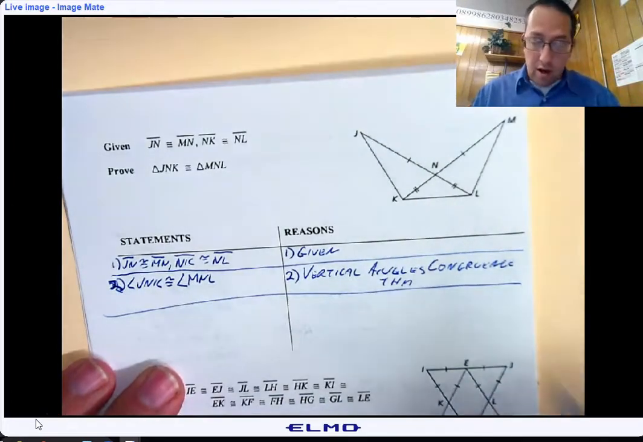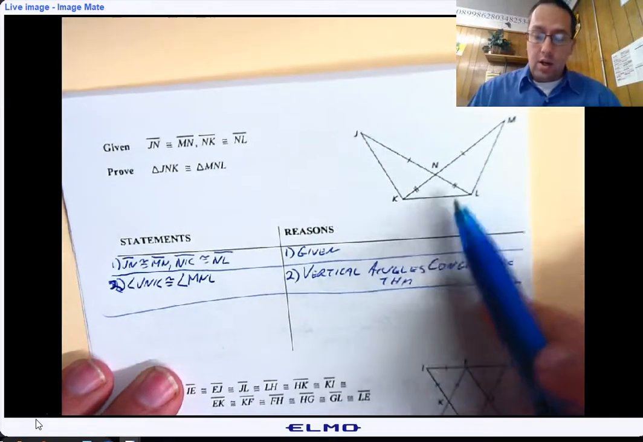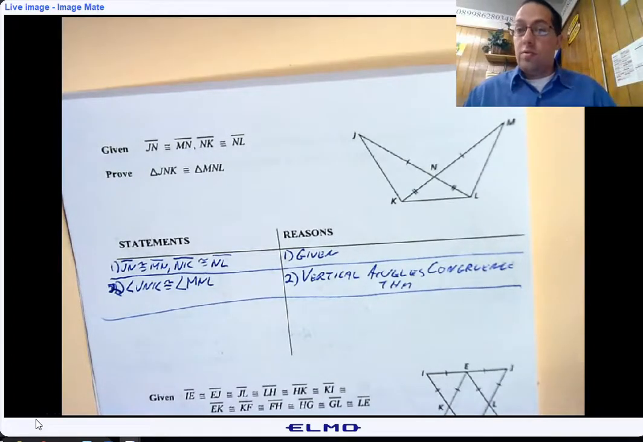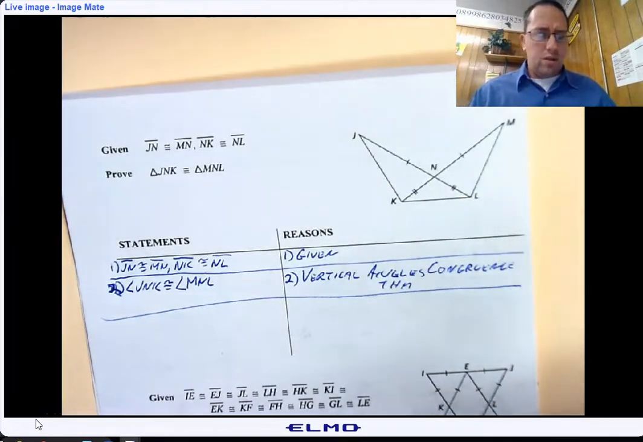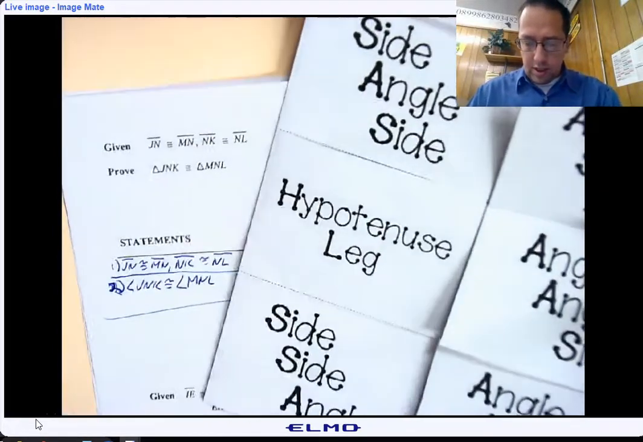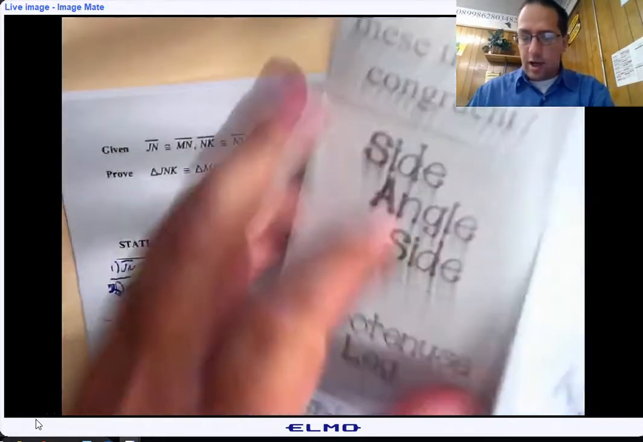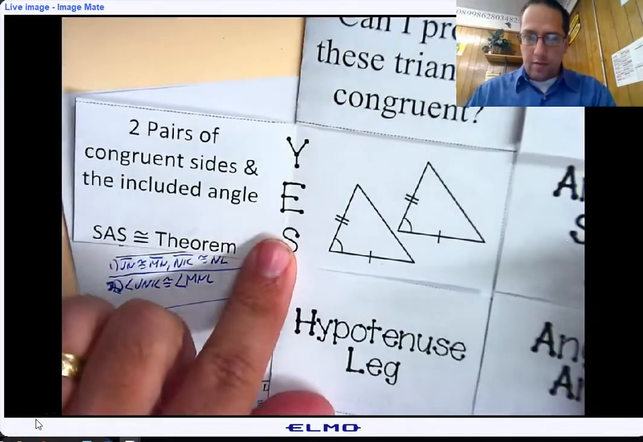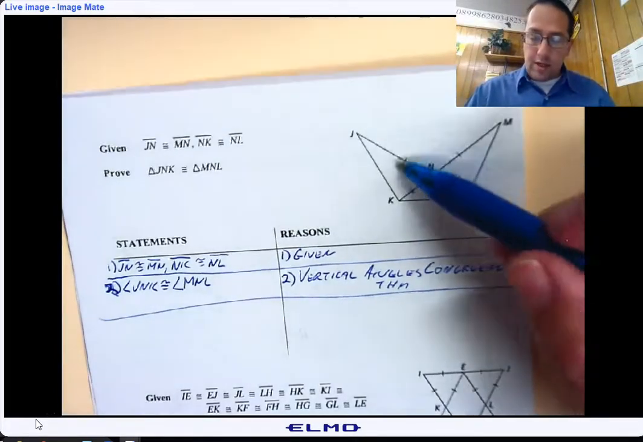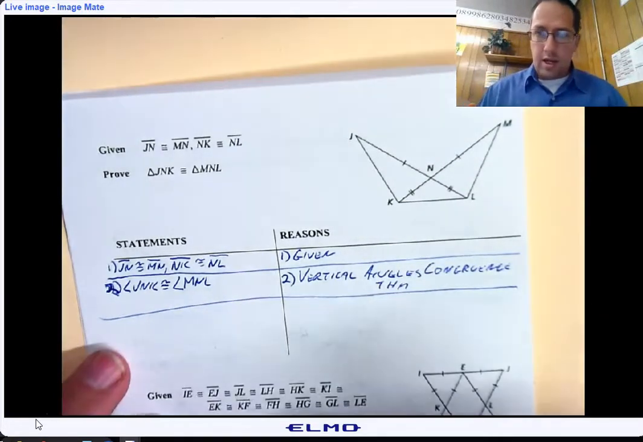Okay, so now I have a side, I have an angle, and I have another side. I've got the angle in between the 2 sides. We've got to check and make sure that's one of those that works, because remember, there were some that didn't. So this is 2 sides, with this angle in between the 2 sides: side, angle, side. And that is one of them that works. SAS is a good one.